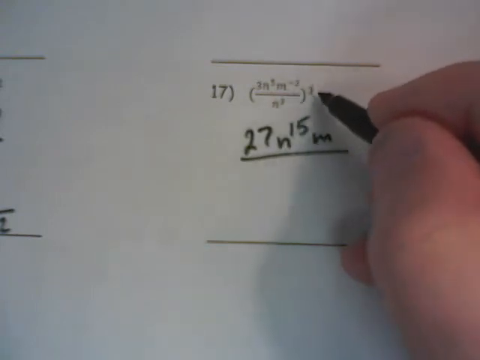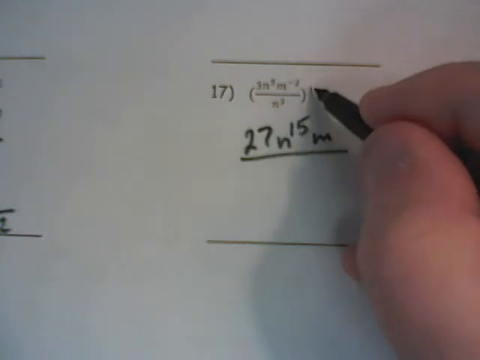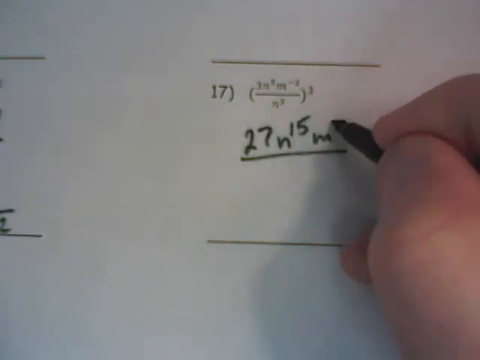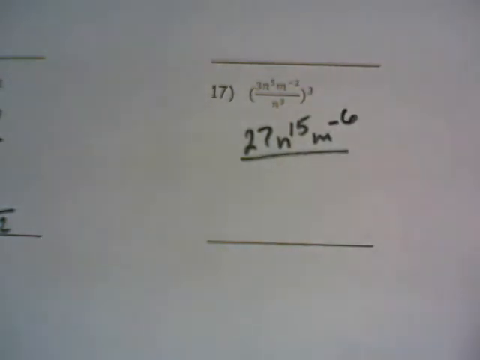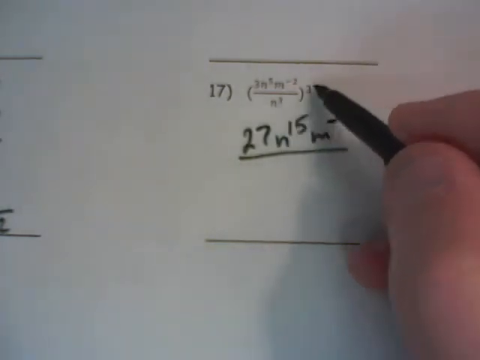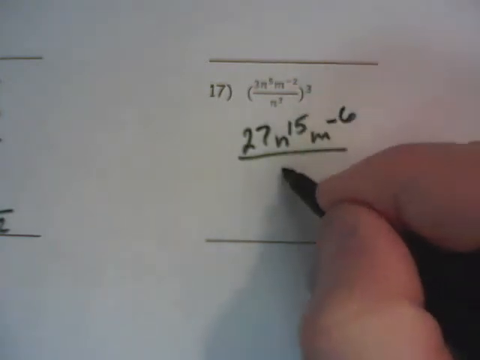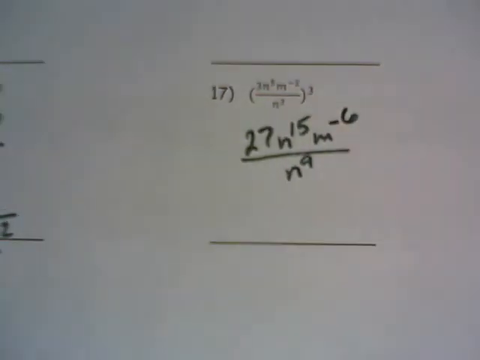Then we have m to the negative 2nd to the 3rd. Well, when I raise negative 2nd to the 3rd power, again I'm multiplying, so that's going to be m to the negative 6th power. And then in the denominator, on the bottom, I'm going to take n to the 3rd. Again, when I take a power to a power, I multiply the exponents, so that's n to the 9th.